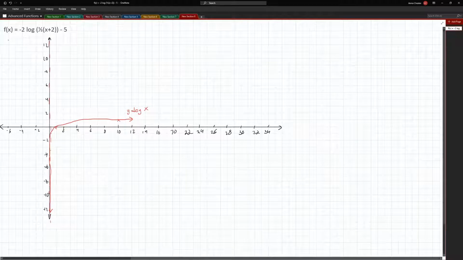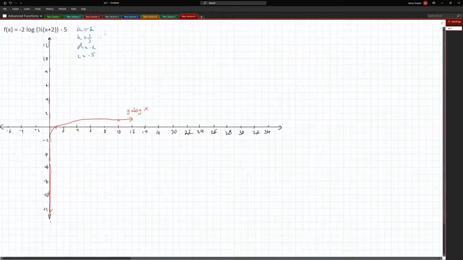Next, we could identify our parameters. So a is equal to -2, k is equal to 1/3, d is equal to -2, and c is equal to -5. Immediately, we know that there's a reflection in the x-axis because of the -2. We would horizontally stretch by a factor of 1/k, which is equal to 3. That is all we need to know.